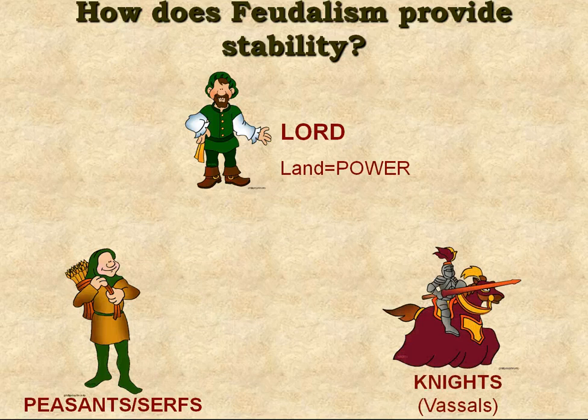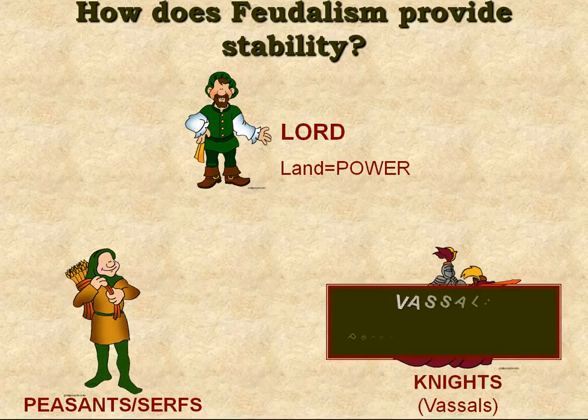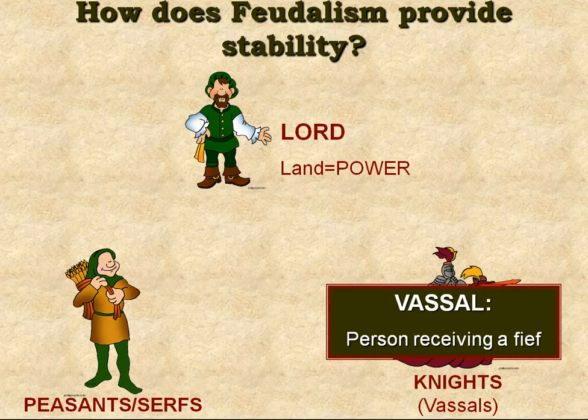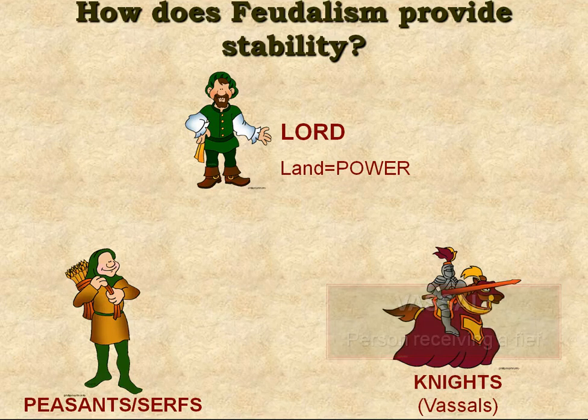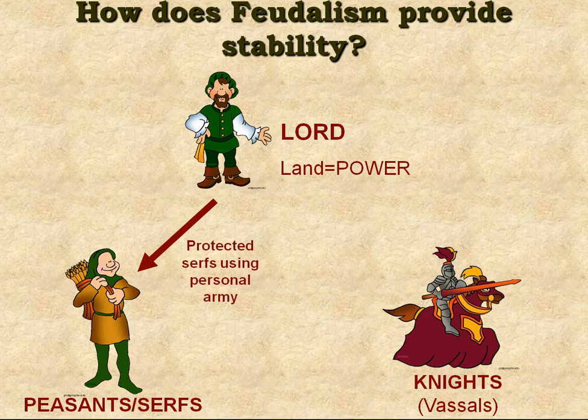The other group were the knights, or vassals, and a vassal is anyone who receives a fief. So a fief is land that is granted by the lord, and we'll talk about that in just a minute. So the lord protects his serfs by using his own personal army, that is, the knights. In return for that protection, the peasants and the serfs work the land for the lord, because each of these lords could own thousands of acres of land.